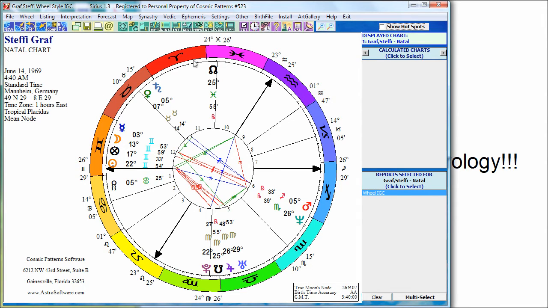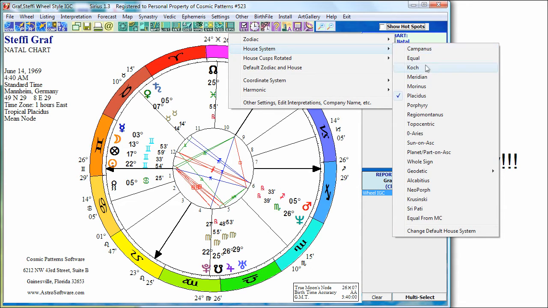You know, we have Campanus and Porphyry and Regiomontanus and Koch, and other ones that disagree about where to put what we call the intermediate cusps, how to divide these quadrants. Okay, so you have the quadrant house system, you have the whole sign house system, and the equal house system. So let's click on settings, click on house system, change it. Let me show you the whole sign houses.